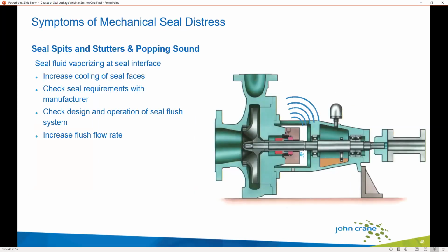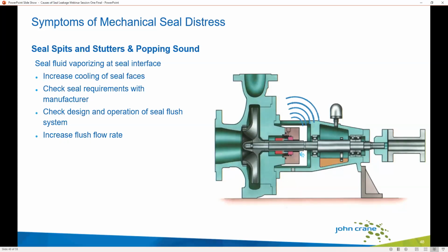Some of the other symptoms that we might see in the field: we might not see that steady or high leakage anymore, but we might start to see intermittent leakage. We might also have some audio cues with that. We can see the seal spitting visually. We might see intermittent amounts of leakage, high at one point, low or even no leakage at another point, but it kind of comes and goes. And then with that, we might be hearing some stuttering or even some popping from the seal as well.